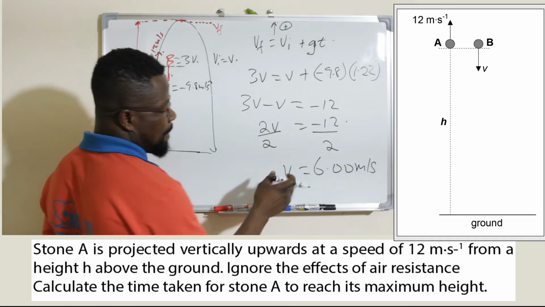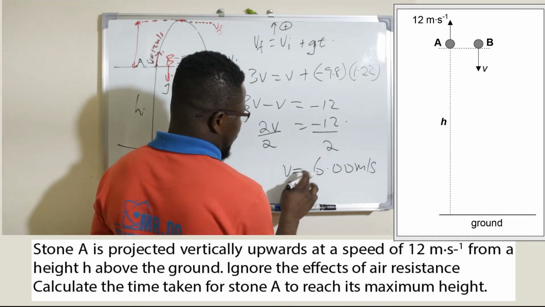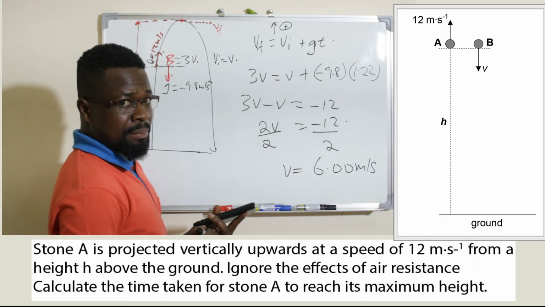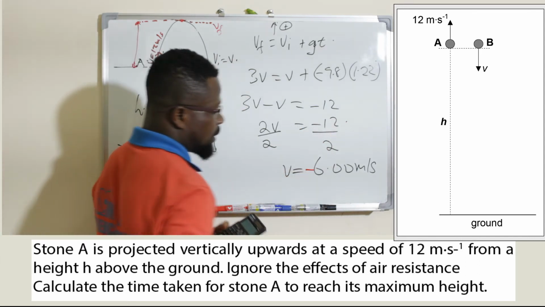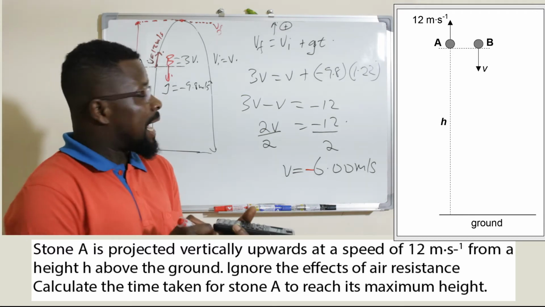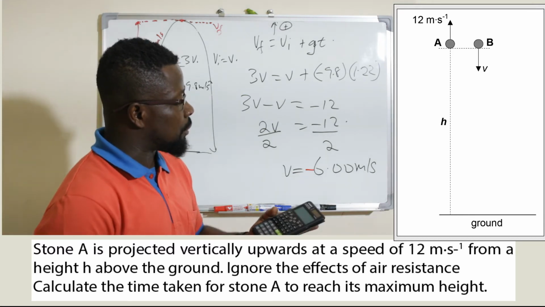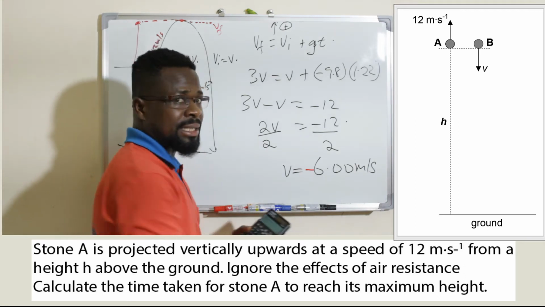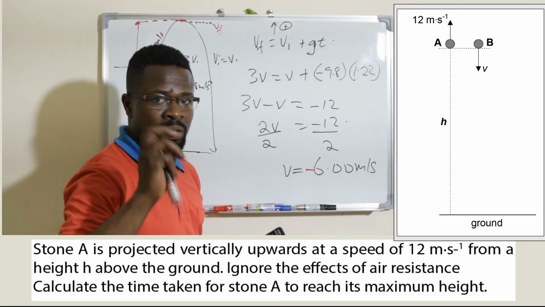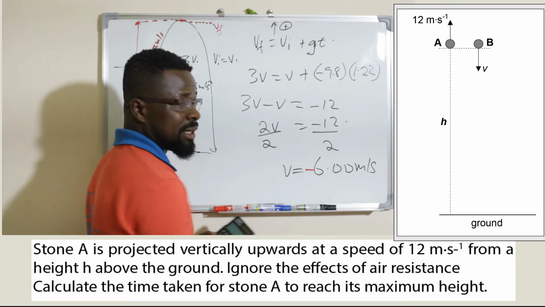Now check something here. I'm going to show you something. Sorry, I think I made a mistake by not showing you that sign. This is negative 12, so the value is negative. I got negative 6.00 meters per second. I have put the 00 there because I said all answers should be in 2 decimal places. So I have that there.